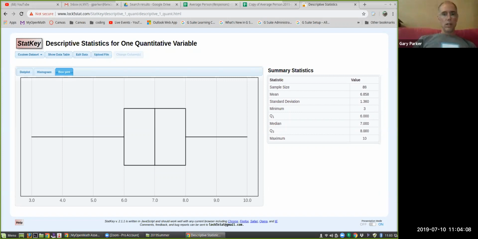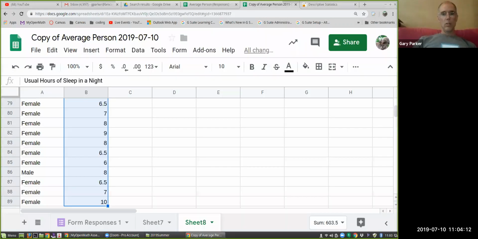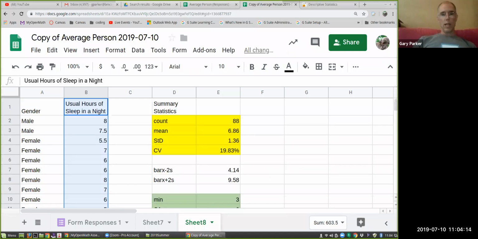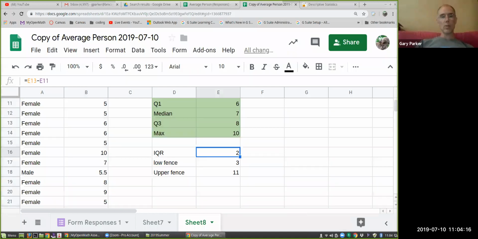When I do the calculations here, I found that my box was 2 units wide, and so I took 1.5 times that width and subtracted it from Q1. Then I took 1.5 times that width and added it to Q3. So this tells me if anything is between 3 and 11, that's normal compared to the rest of the data. If anything is outside of 3 and 11, then that's an outlier.